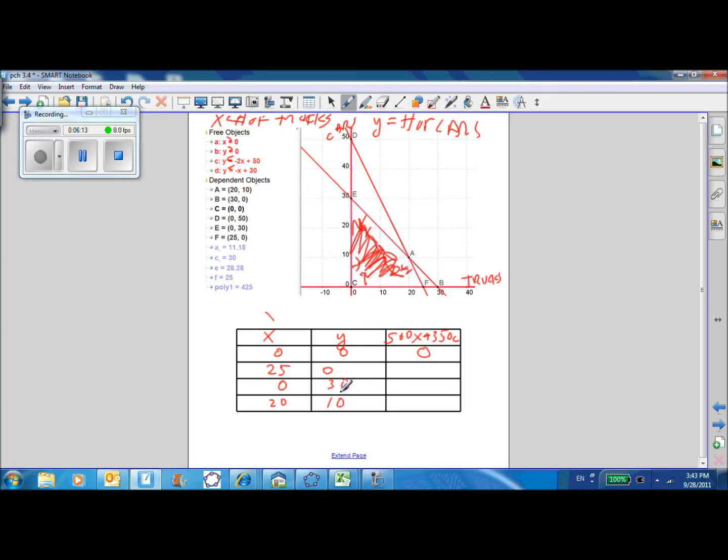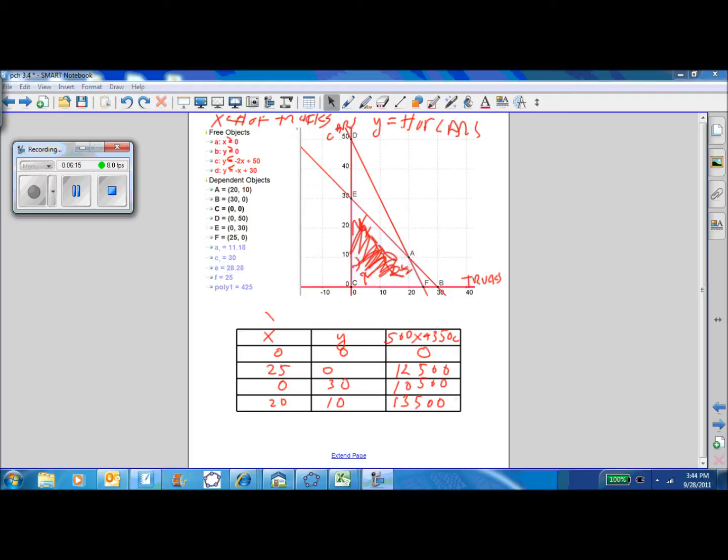Let's crunch those out in the calculator. Okay, we've got them all calculated, and it looks like here's our winner. There's our winner. So we should make 20 trucks and 10 cars to give you this profit of $13,500 per week. Okay, that's it. Flange out.